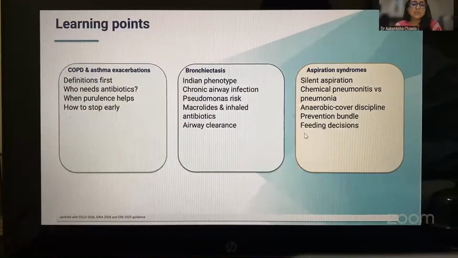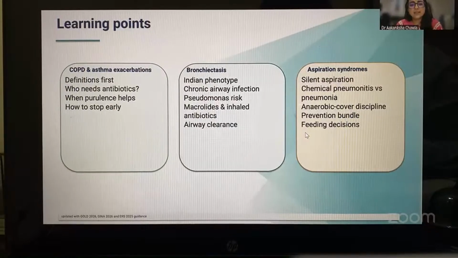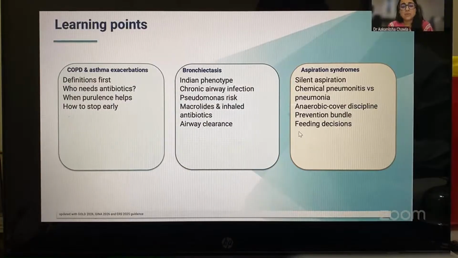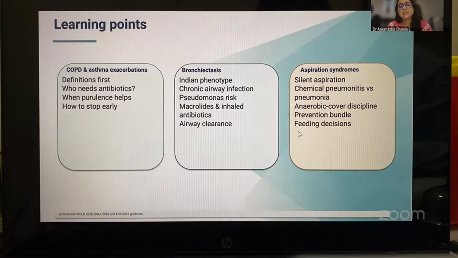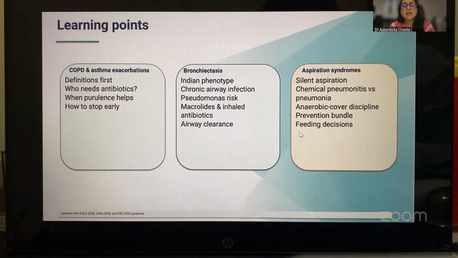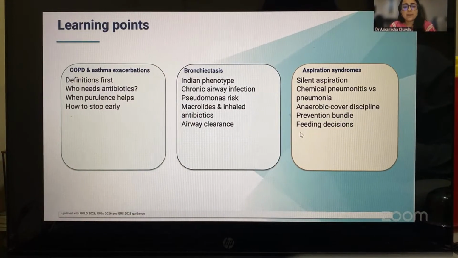So what did we learn? We are going to actually look at understanding the definitions of COPD and asthma. When do you actually need antibiotics? How do you identify purulence and when it is actually not purulence? When to start and stop antibiotics.